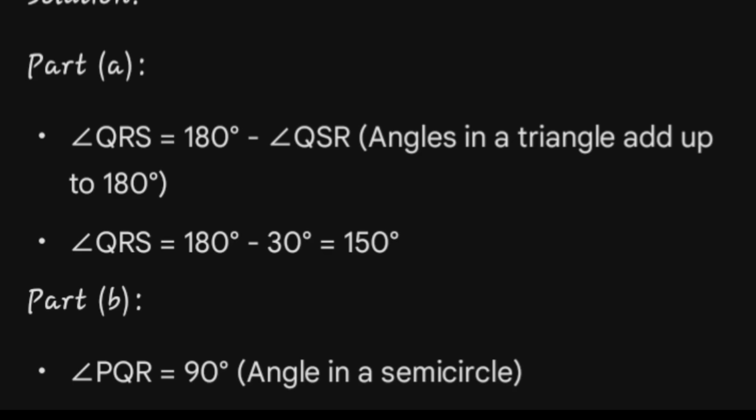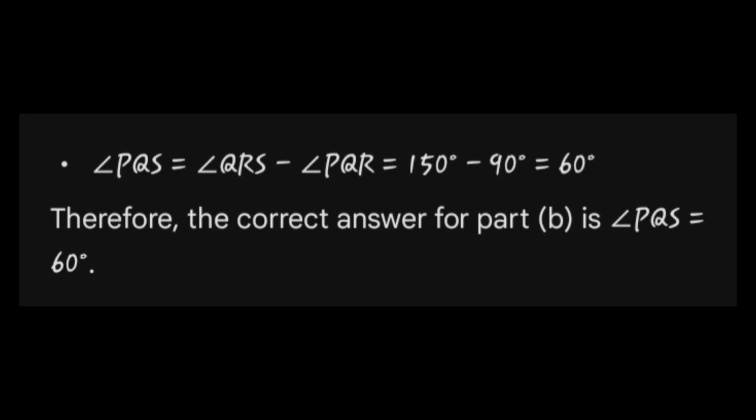Solution. Part A. Angle QRS equals 150 degrees. This part was correct in the previous solution. Part B. Angle PQR equals 90 degrees, angle in a semicircle. Angle QRS equals 150 degrees from Part A. Angle PQS equals angle QRS minus angle PQR equals 150 degrees minus 90 degrees equals 60 degrees. Therefore, the correct answer for Part B is angle PQS equals 60 degrees.